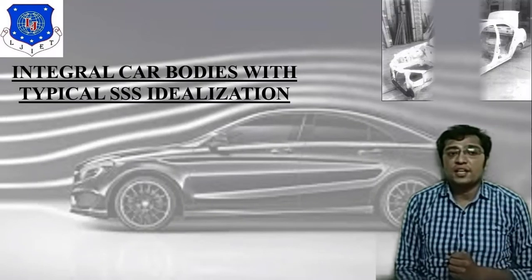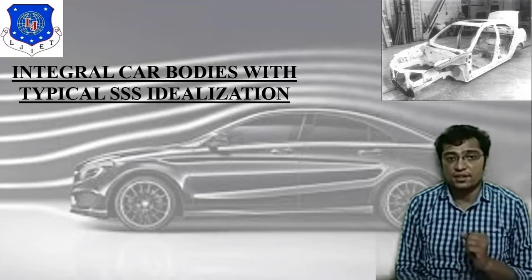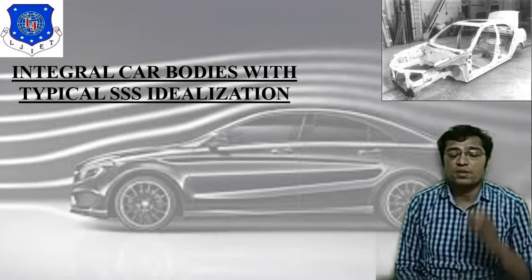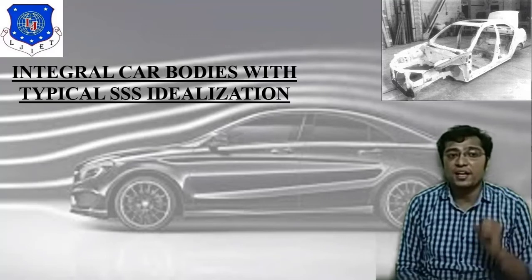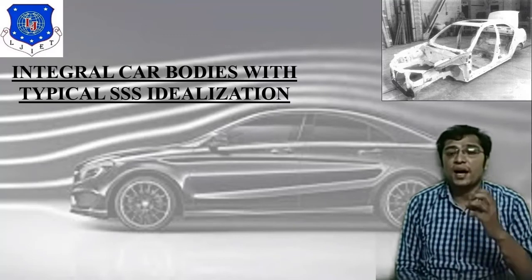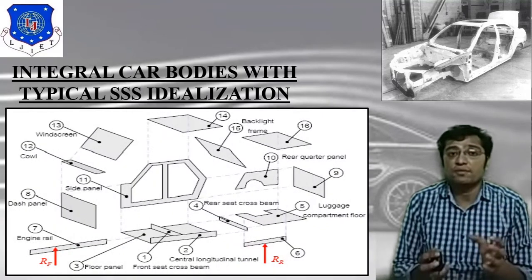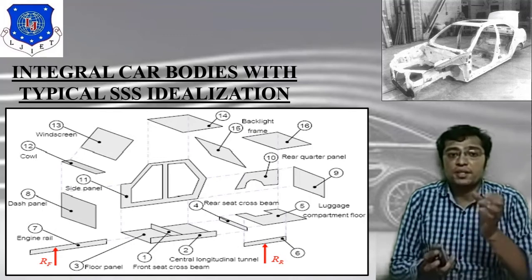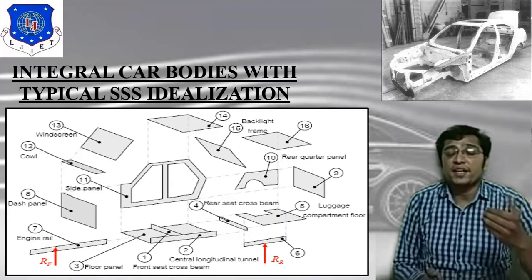So next one is the integral car body with typical SSS idealization. Here I have attached one image so that you can directly understand the integral car body with the typical SSS method. I have attached one car body structure. Now we are talking about different types of spare parts.